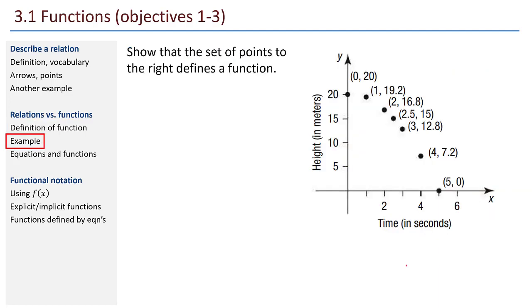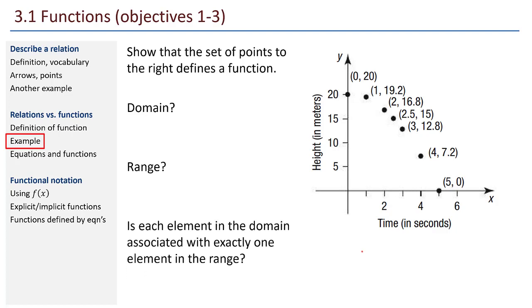Well, just like a function can be expressed as an arrow diagram, we can also show a set of points that represents a function. So look at this set of points. It is a relation. I have my domain, which is all the first elements of the ordered pairs, and my range, which is all the second elements of my ordered pairs. Let's answer some questions. What is the domain of this function? What is the range? And is it really a function? Is each element in the domain associated with exactly one element in the range?